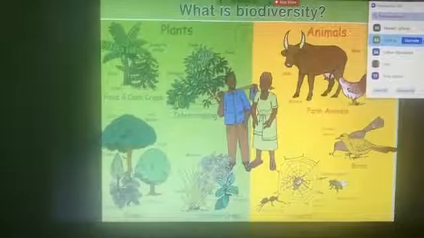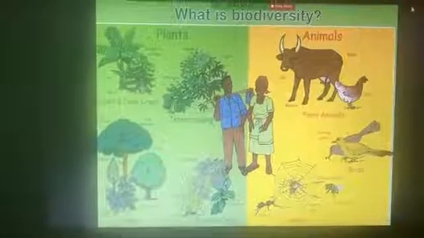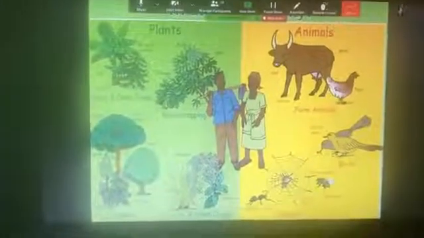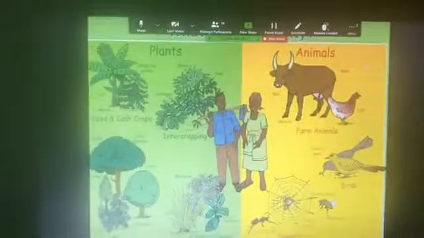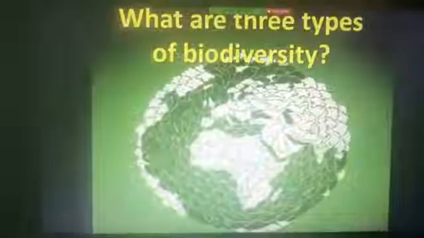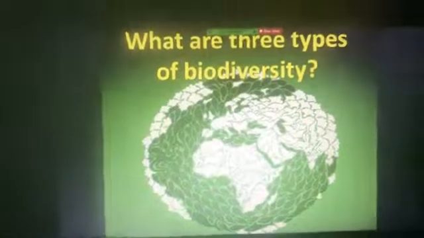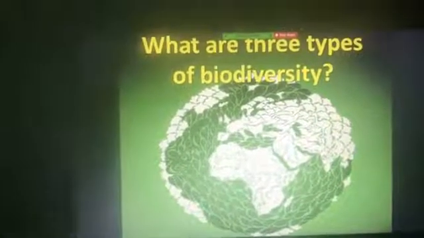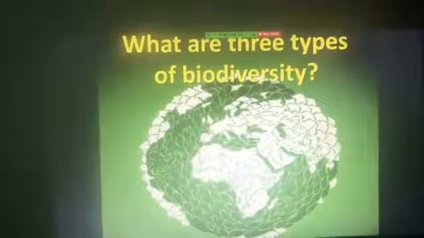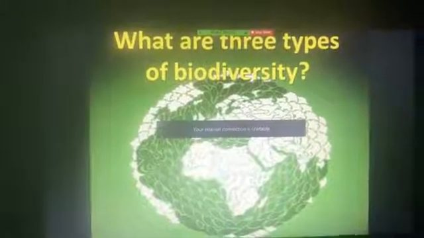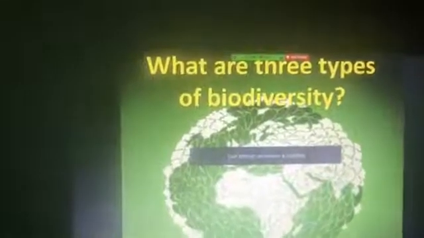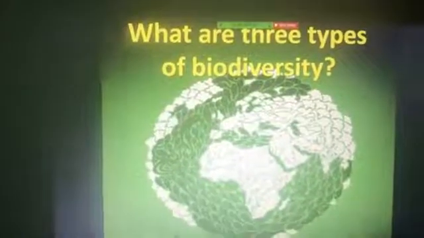So please, all students, put a line under the definition of biodiversity in your book. Now you know that biodiversity means the variety of life in an area. What are the three types of biodiversity? Who can answer? What are the three types of biodiversity?